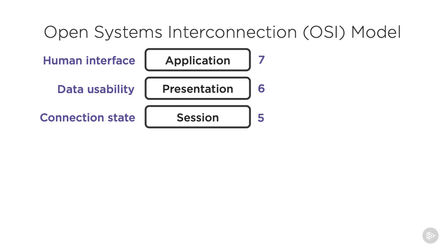Below that is the session layer. In a previous course, we discussed authentication tokens and session IDs at a high level. This layer is responsible for maintaining that connection state so users don't have to log in every time they click a box on your website.